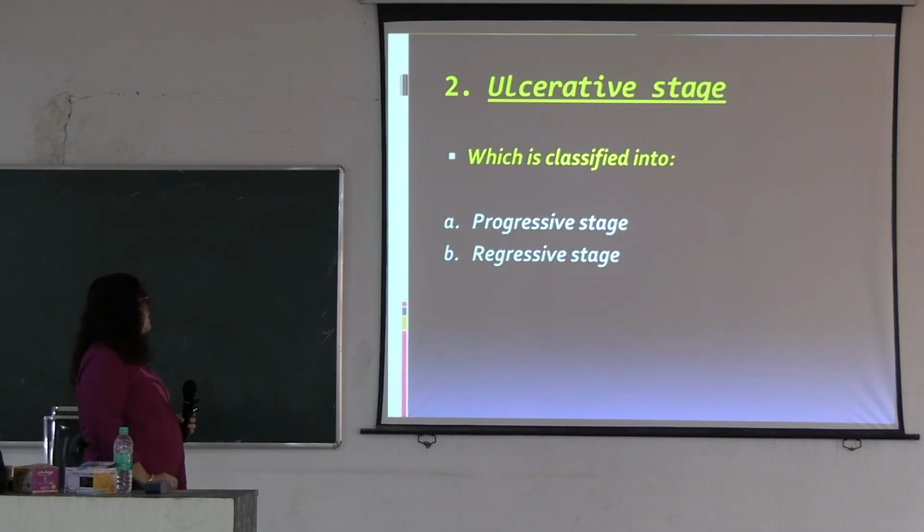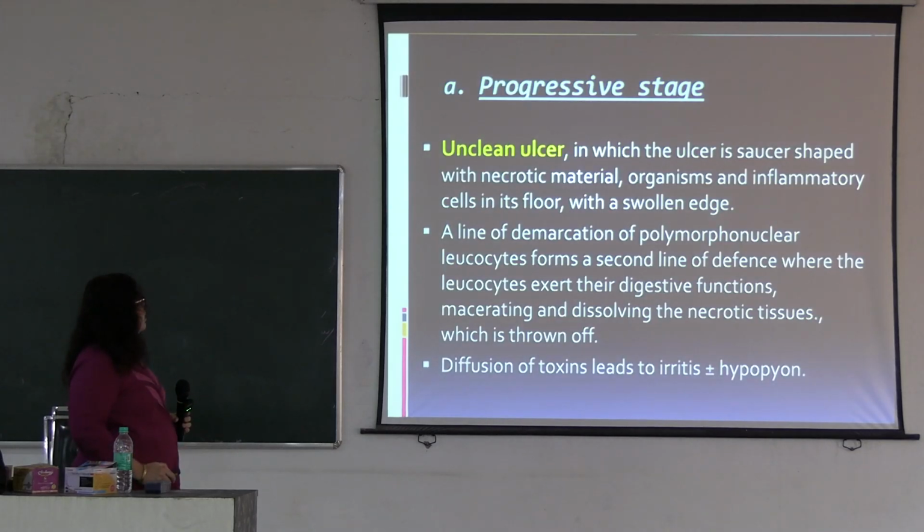Then the stage of ulceration is the ulcerative stage. It is divided into 2 groups. First is the progressive stage, when the organism is very virulent. And when the healing starts, this is called the regressive stage. Some parts are ulcerative and in some parts healing occurs. So, we discuss the progressive stage.